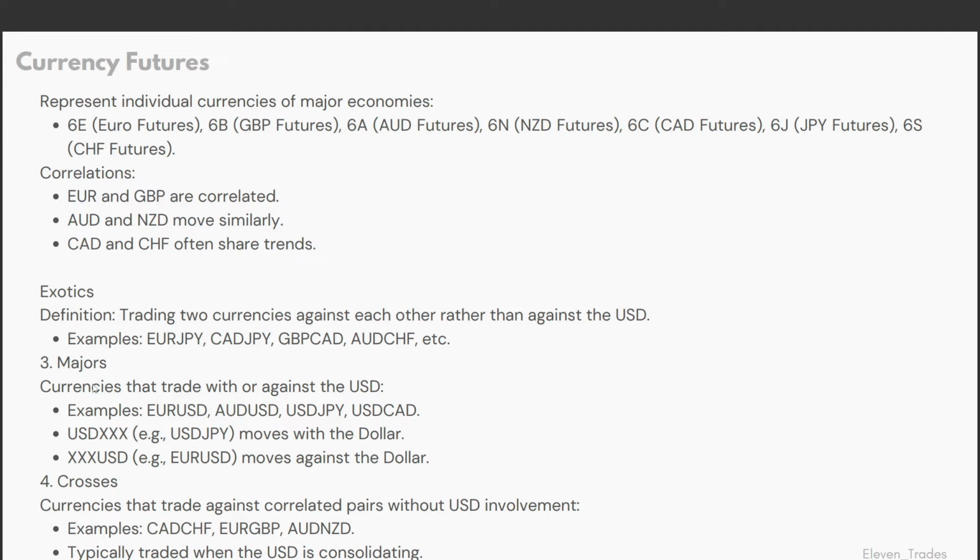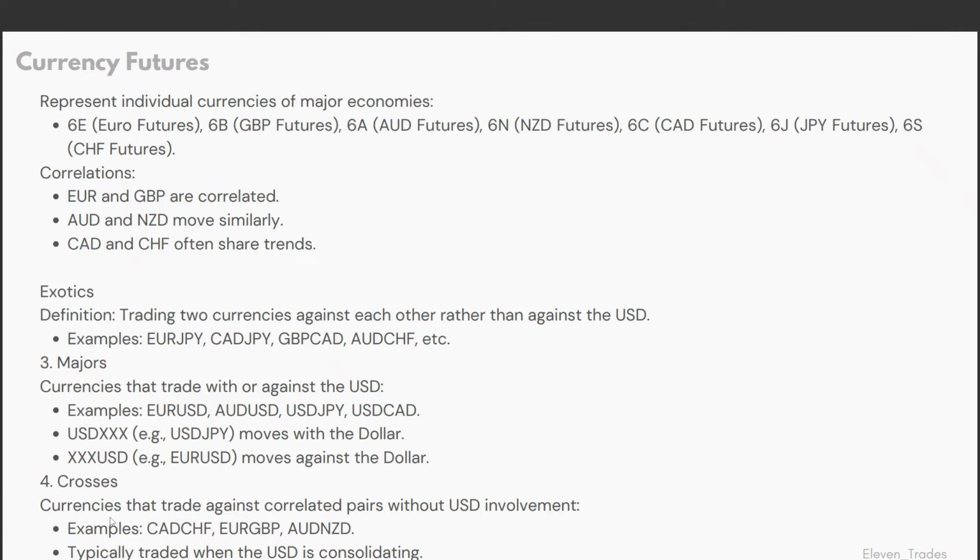Now comes the measure. So measures are the currency which we are trading against the US dollar, like the Euro USD, the AUD USD. Now inside the measures, there are two types of measures. The first one is USD XXX pairs, in which the USD is the first pair, and these are moving along with the dollar. Like for example, if the USD is moving up, then the USD CAD and the USD JPY will move up. And XXX USD pairs, in which the other pair comes first and the USD comes later, these will move against the US dollar. Like for example, the Euro USD, the GBP USD, the NZD USD, and so on.